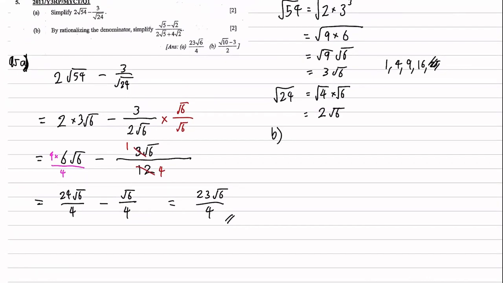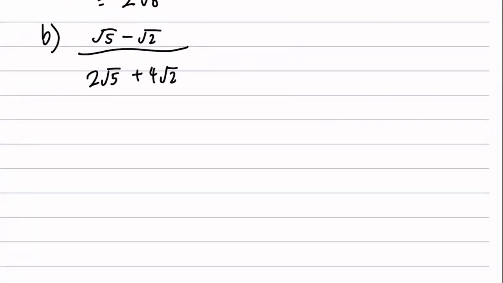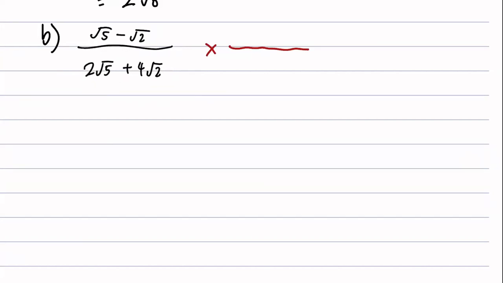Okay, and then part B. Root 5 minus root 2, all divided by 2 root 5 plus 4 root 2. So how to rationalize this? I think you can tell this is not rational, right? Got square roots. So straight away multiply top and bottom by what? By the conjugate. What is it? 2 root 5 minus 4 root 2. Correct. Good.